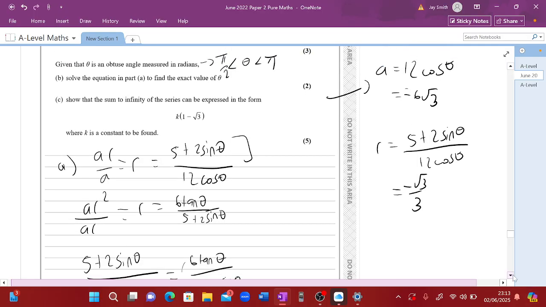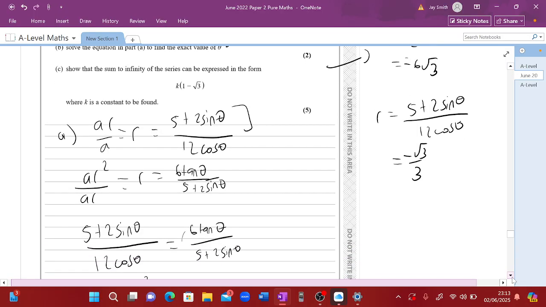So we found A and R. So then our sum to infinity, which is S infinity, is A over 1 minus R. And that is in the formula book, but I'm not going to get the formula book out because it's going to reset my page for some reason. But that is the expression, 1 minus R. Now I'm going to just substitute this in. So A is minus 6 root 3, and 1 minus R is going to be 1 minus root 3 over 3.